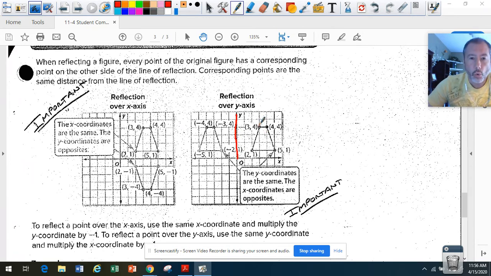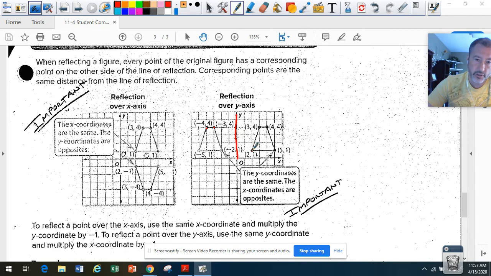Let's start here with 3, 4. With 3, 4, the x now becomes the opposite, but the y remains the same. So the opposite of 3 is negative 3. The y remains the same, so the 4 remains the same. So we have our new point here at negative 3, 4. Let's go to this point here, 4, 4. x becomes the opposite, so the opposite of 4 is negative 4, and the y remains the same. So our new coordinate here is negative 4, 4.